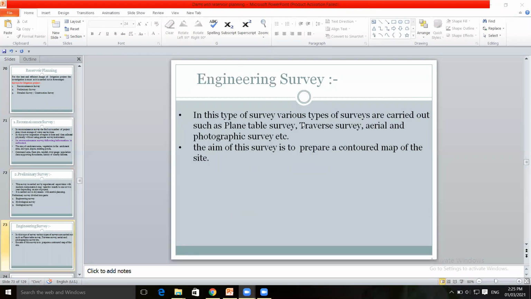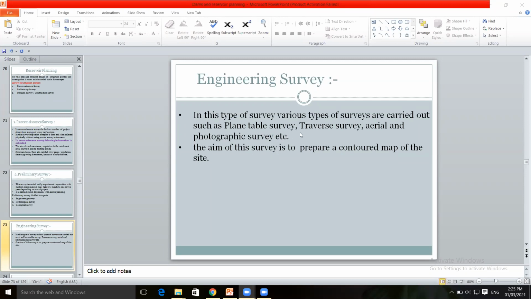The first type is engineering survey. In this engineering survey, various types of surveys are carried out, as you have studied in the surveying subject. You have studied plane table survey, traverse survey by using theodolite. Plane table survey is done by using plane table, and various accessories you have used. Aerial and photographic survey that you have studied.